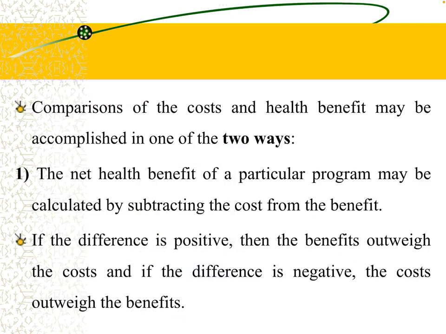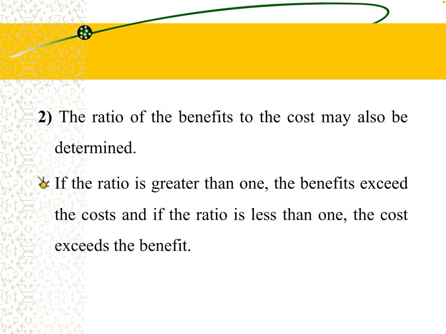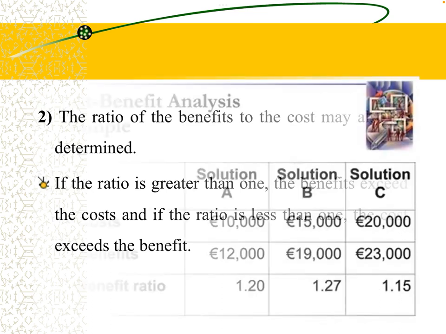So comparison of the cost and health benefit may be accomplished in one of two ways. First, the net health benefit of a particular program may be calculated by subtracting the cost from the benefit. If the difference is positive, then the benefits outweigh the cost, and if the difference is negative, the cost outweighs the benefits. The second method is that the ratio of the benefit to the cost may also be determined. If the ratio is greater than 1, the benefit exceeds the cost, and if the ratio is less than 1, the cost exceeds the benefit.